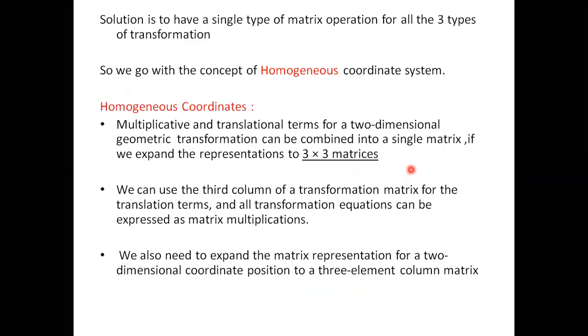Given the coordinate, use the third column of the transformation matrix for the translation terms, and the transformation equations can be expressed in matrix multiplication. That means this transformation equation I need to express in multiplicative matrix multiplication. So I will use the third column, that is in 3 cross 3, for doing this. Now let us see how to convert this two-dimensional coordinate system to a 3 cross 3 coordinate system.